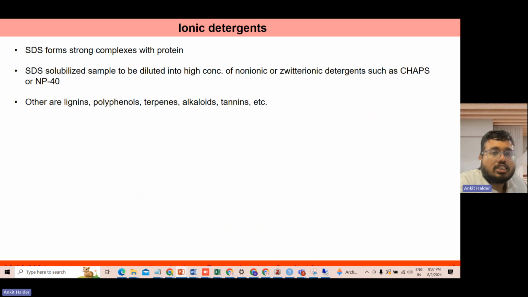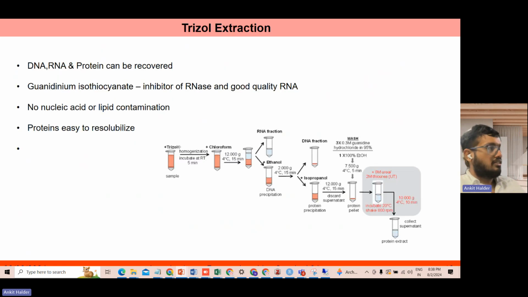Now, what about ionic detergents? For instance, SDS forms strong complexes with proteins. That's why SDS can be used to solubilize a sample. High concentrations of non-ionic or zwitterionic detergents such as CHAPS and NP-40 need to be diluted. Other interfering compounds can be lignins, polyphenols, terpenes, alkaloids, tannins, etc. So these are an increased list that makes our cases more challenging and requires to be addressed for extraction, right?